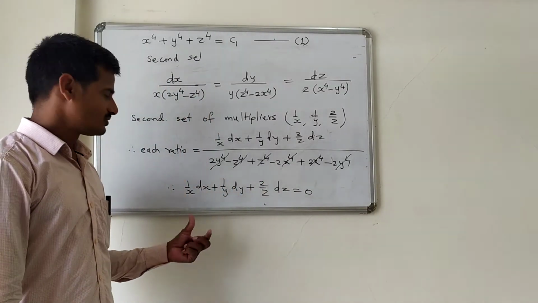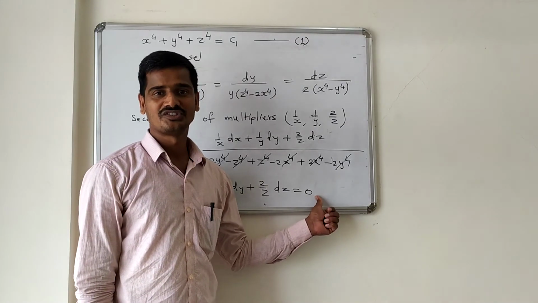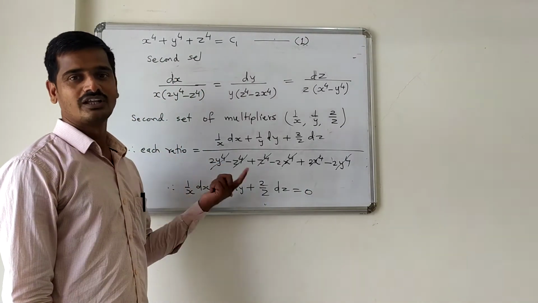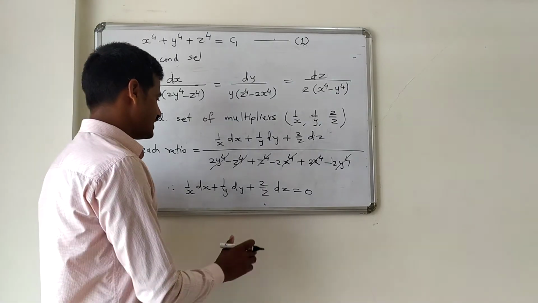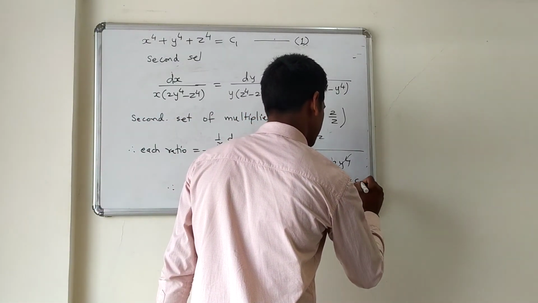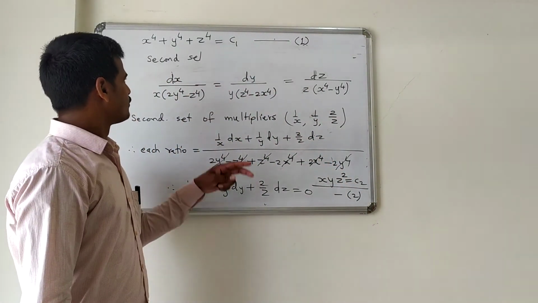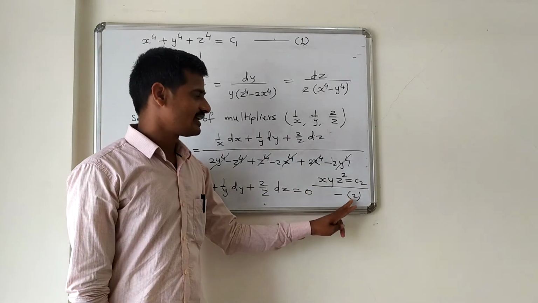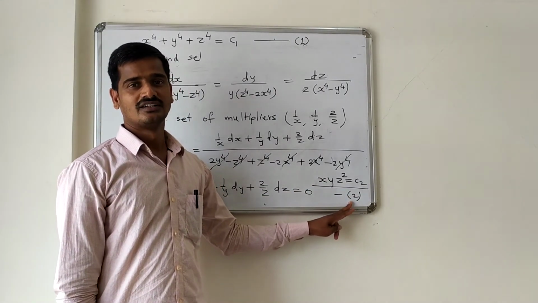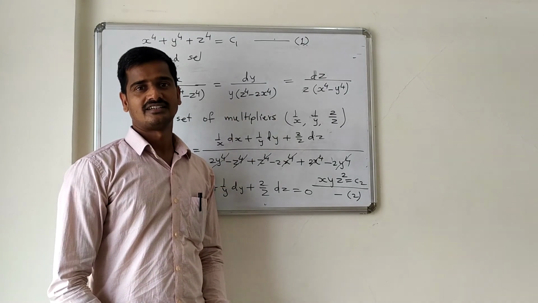So integration gives ln x plus ln y plus 2 ln z is equal to ln c2. Therefore remove the logarithmic function and you will get the second relation as x y z squared is equal to c2. So this is your second relation. The first relation together with the second relation gives us the solution of the given symmetric simultaneous differential equation.